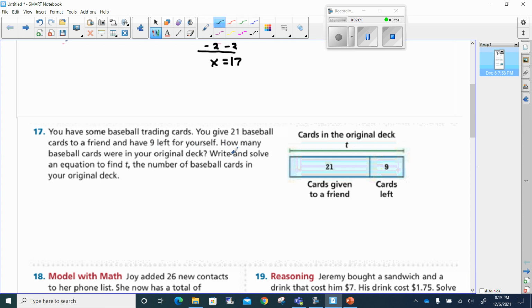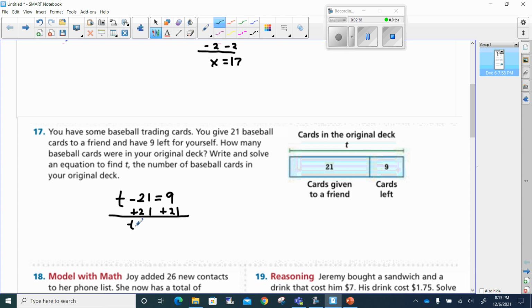It says write and solve an equation to find t, right? So that means t minus, and we gave to a friend 21, it's got to equal 9. And that means we'll have to add 21 over to this side, which means we will add 21 to this side.